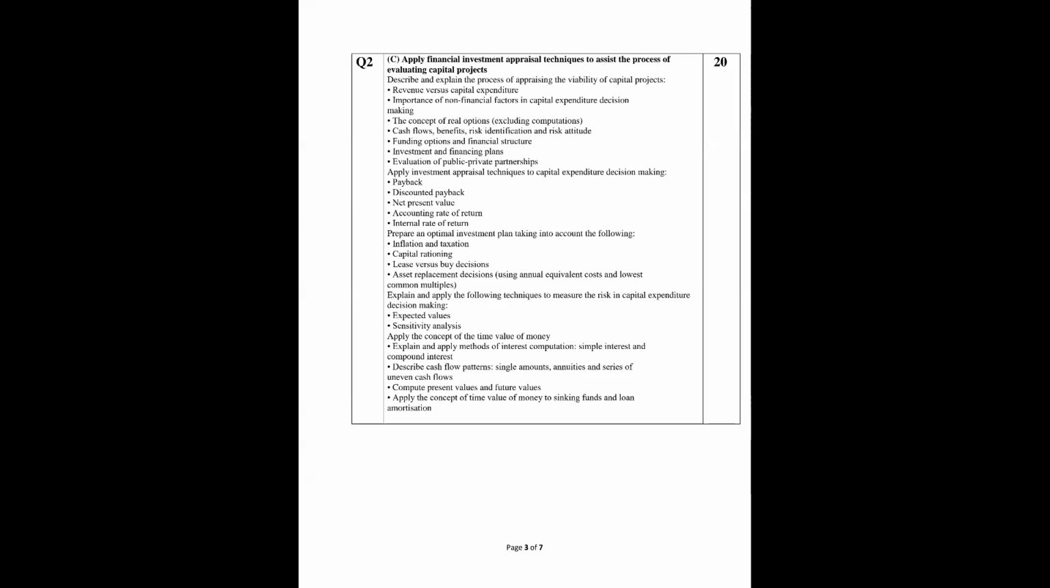Now let's see question 2. Question 2 is 20 marks straight. What is there? Apply financial management appraisal techniques to assist the process of evaluating capital projects. So let's see the theoretical parts in the question. Revenue versus capital expenditure theory. Importance of theory. The concept of theory. Cash flows, benefits, risk, identification, and risk attitude.